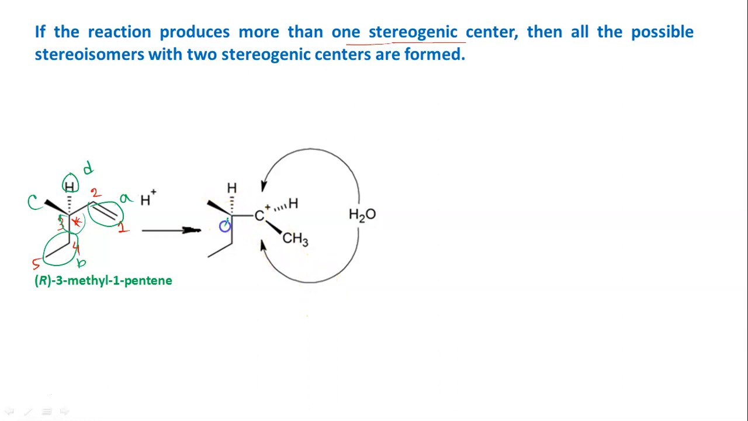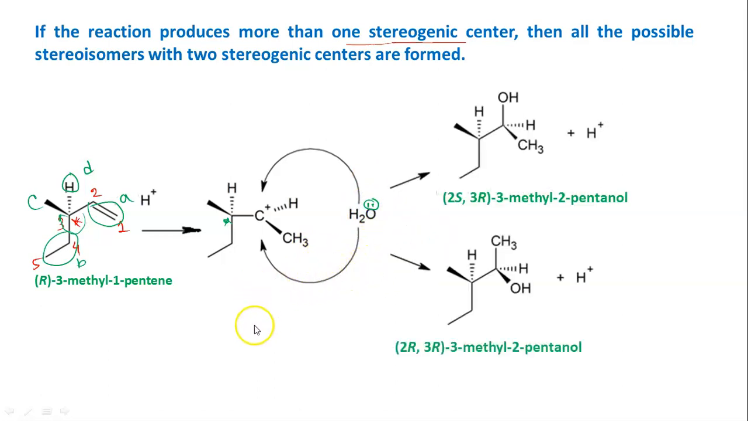So there is already a chiral center and a new carbocation is generated. Now nucleophilic attack by water can take place from both sides. So as a result, there will be formation of 2 new chiral centers. This chiral center that is already fixed is R, and this newly generated one is S, and this is R. So what we are getting is basically RS and RR. So these two will be diastereomers.